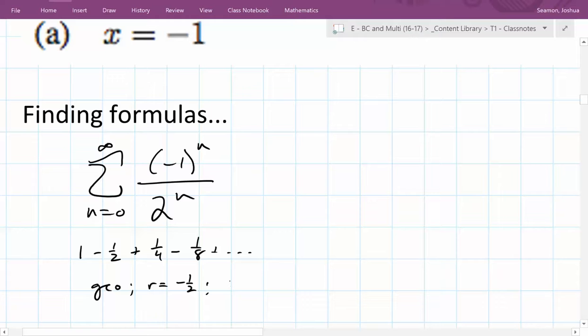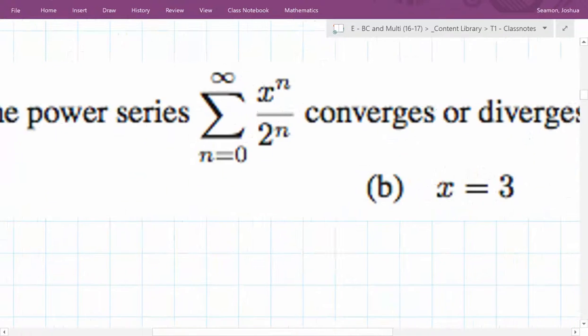And we know that the absolute value of 1/2 is less than 1, so therefore this must converge. We also know it converges by another thing, the alternating series convergence test. Is this an alternating series? Is it going to 0? Yes. Therefore, does it converge? Yes. So when x is -1, this power series converges.